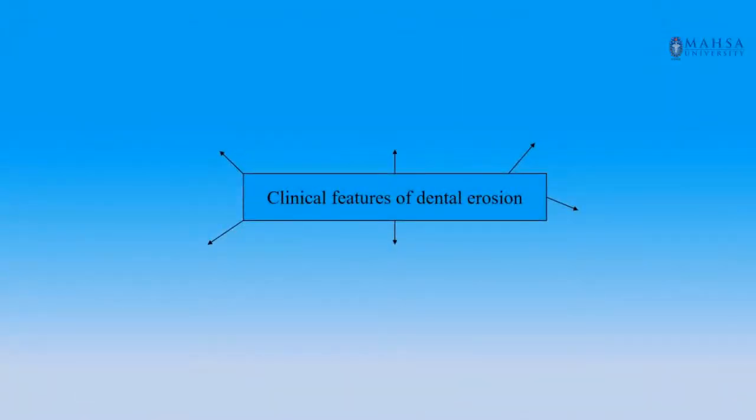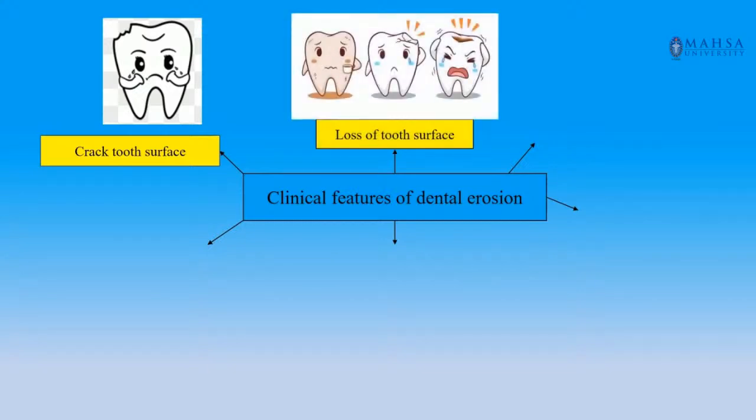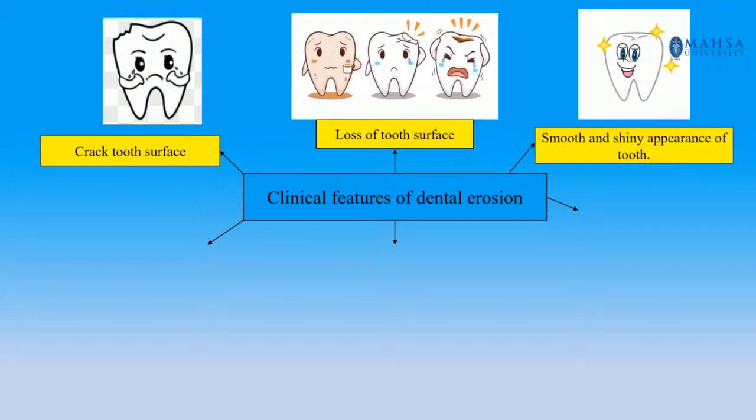The first clinical feature seen is cracked tooth surface. This happens because the acids will weaken the tooth enamel and cause the enamel to be more fragile and break easily. The next clinical feature seen is loss of tooth surface. Loss of tooth surface is seen because of the destruction by the acids that we usually consume from extrinsic sources such as carbonated drinks. Also, smooth and shiny appearance of the tooth will be observed.